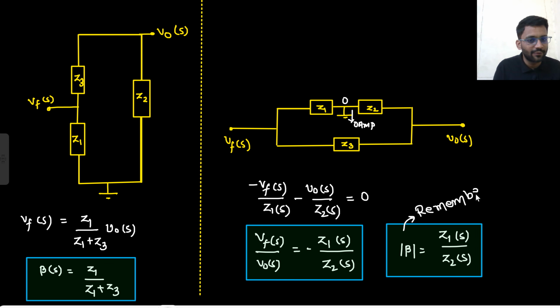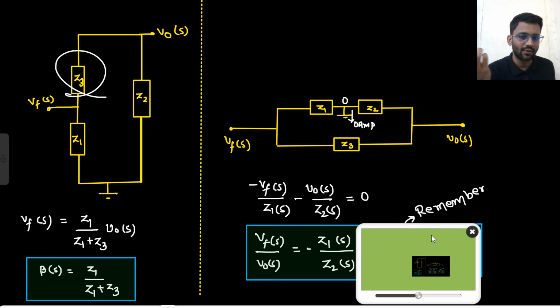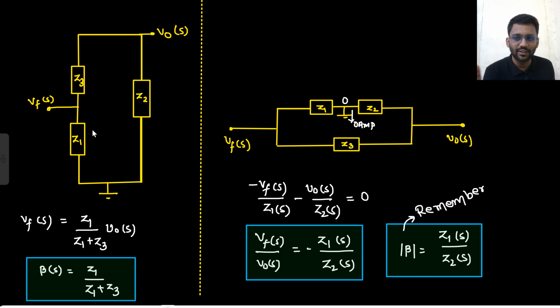But you shouldn't be getting confused that, sir, your beta is purely, like in beta there is no frequency content, and even in the forward gain there is no frequency content. And what is the use of this Z3 then, sir? Your beta is Z1 by Z2, and what is the use of this Z3? Right? Remember this one.